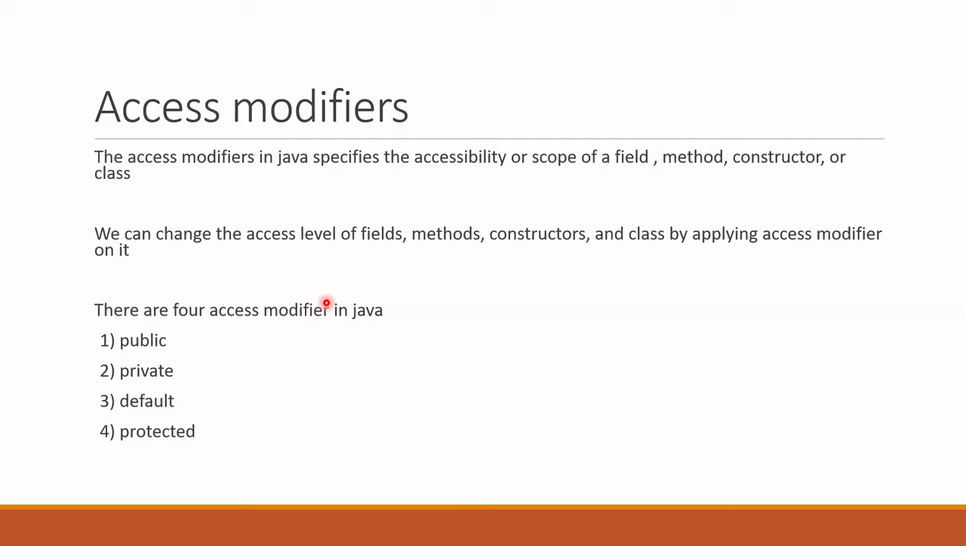The access modifier in Java is used to define the accessibility of a variable, or we can say field, method, constructor, or a class. A method, constructor, class, or a variable from where it can be accessed is defined using access modifier. There are four types of access modifier in Java. First one is public, private, default, and protected. Now we will see these four access modifier one by one.